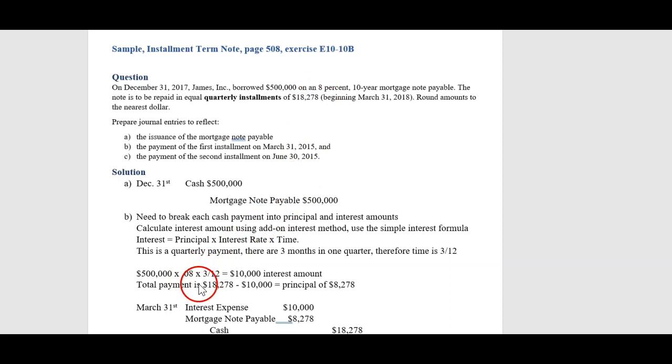And then remember, each payment covers 3 months. Quarterly payments made 4 times a year. Each payment covers 3 months. So our numerator is going to be 3 and our denominator is going to be 12 because we're calculating this in months. So if we do the math on this figure here, that's going to give us an interest amount of $10,000. This is our interest calculation. So if our total payment is $18,278 and our interest is $10,000, that means the principal amount is $8,278.